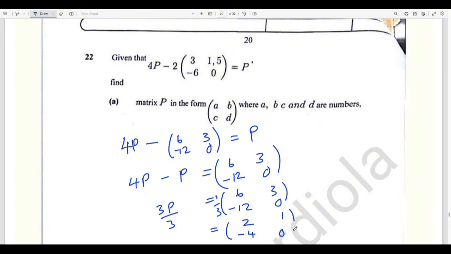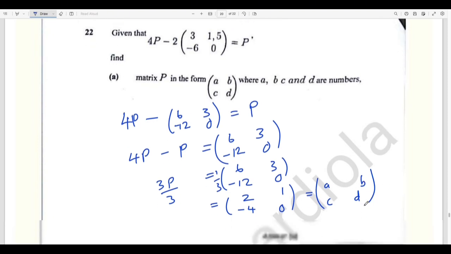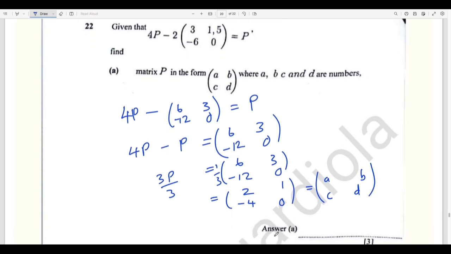1 over 3 times 3 gives us 1. 1 over 3 times minus 12 gives us minus 4. 1 over 3 times 0 gives us 0. So that means our matrix P is equal to [2, 1; minus 4, 0]. And therefore, A is equal to 2, B is equal to 1, C is equal to minus 4, and D is equal to 0. All right?